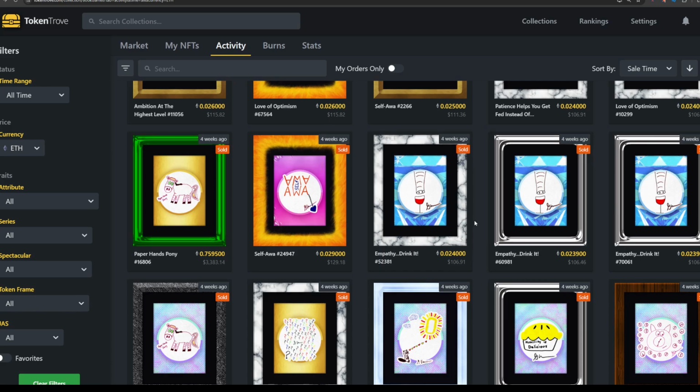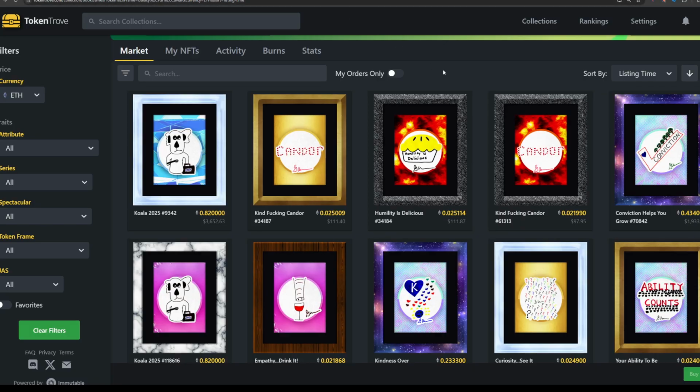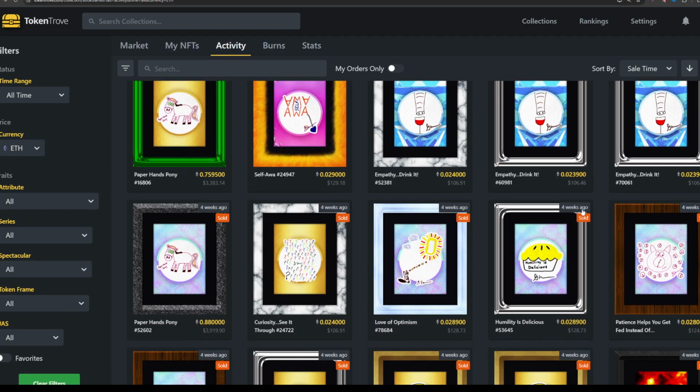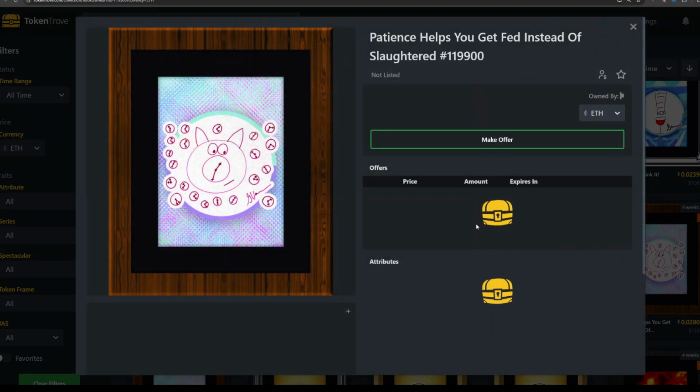And that's what separates the enthusiasts. Enthusiasts look at the floor and they look at the listing time because they're trying to catch snipes. Experts and tacticians look at the sale time in order to correlate what the market wins are looking like. So this is interesting. Let's start here.